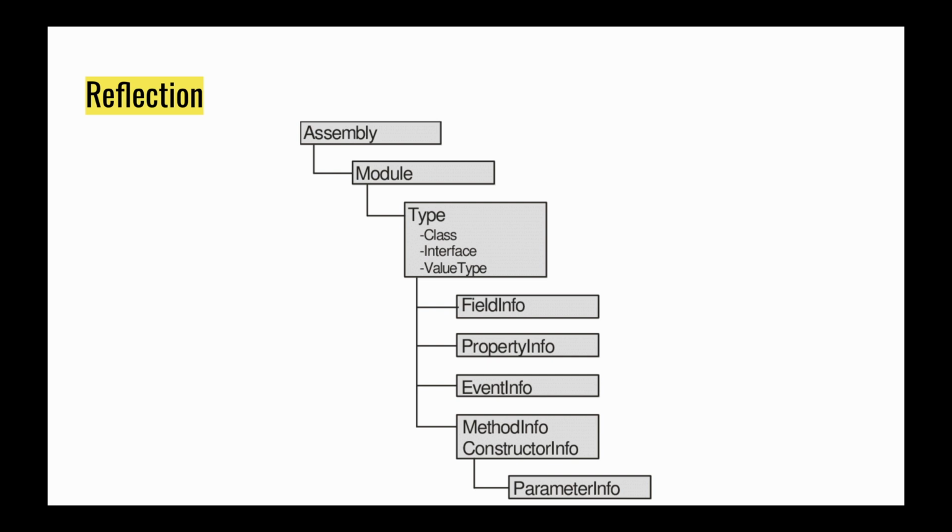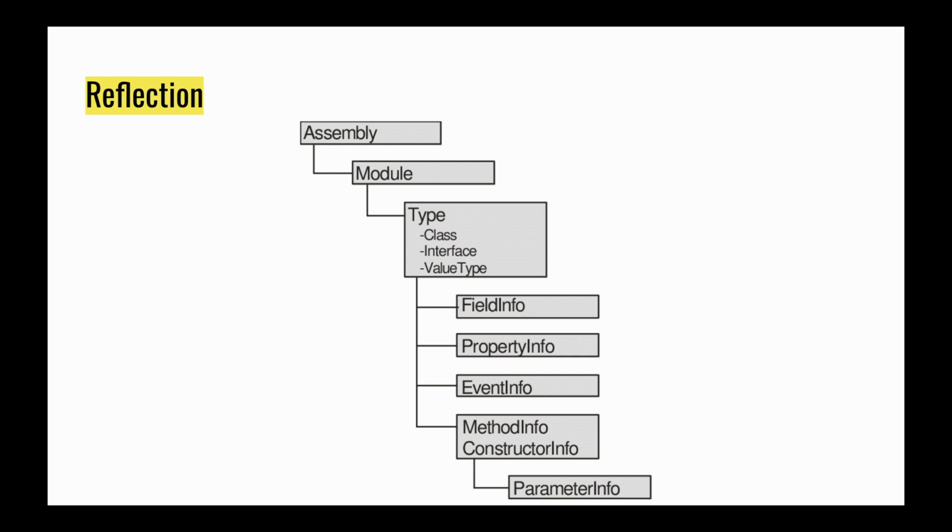Assembly represents an assembly and allows you to manipulate that assembly. AssemblyName stores assembly information. MemberInfo defines common functionality for EventInfo, FieldInfo, MethodInfo, and PropertyInfo classes. EventInfo stores event information. FieldInfo stores information about a specific field of a type. MethodInfo stores information about a specific method. PropertyInfo stores information about a property.